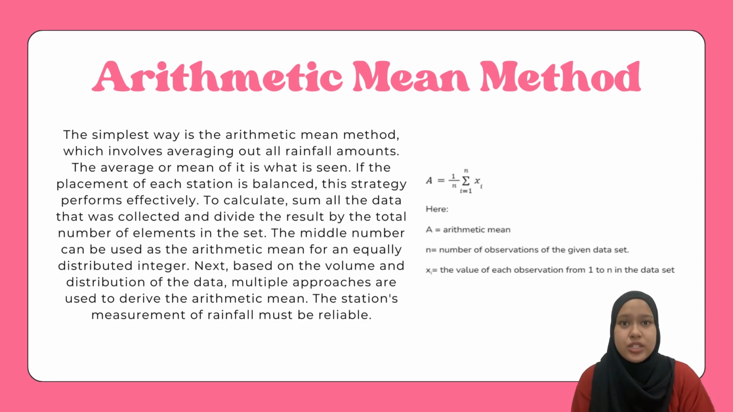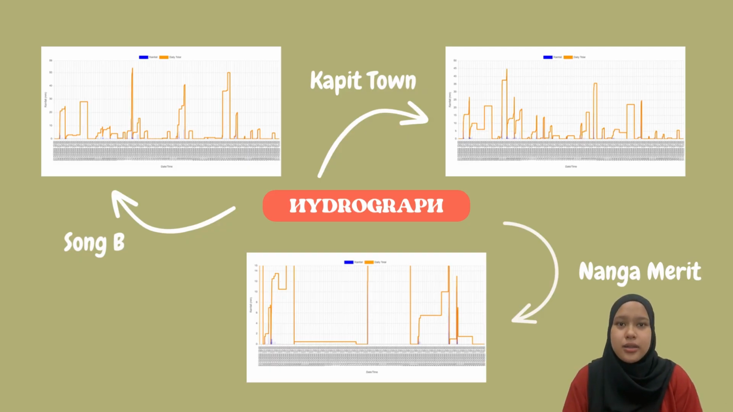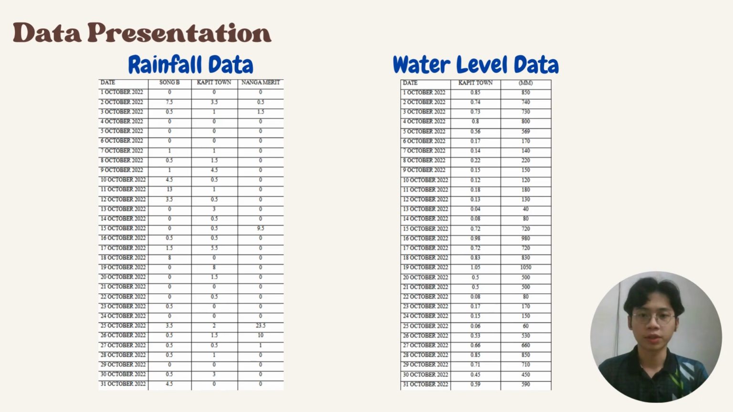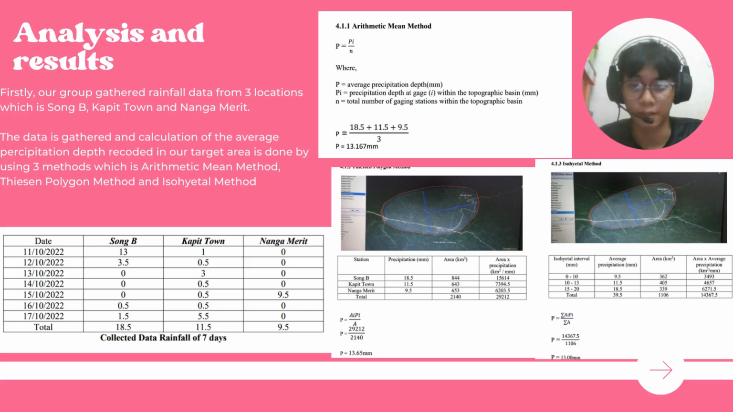The station's measurement of rainfall must be reliable. This is a hydrograph. First is Sungai B, and then Kapit Town, and for the last one is Nanga Merit. Next is data presentation. So we collected the rainfall data and water level data from October of the year 2022. My name is Muhammad Din Shekal, and I'm going to present about our analysis and result.